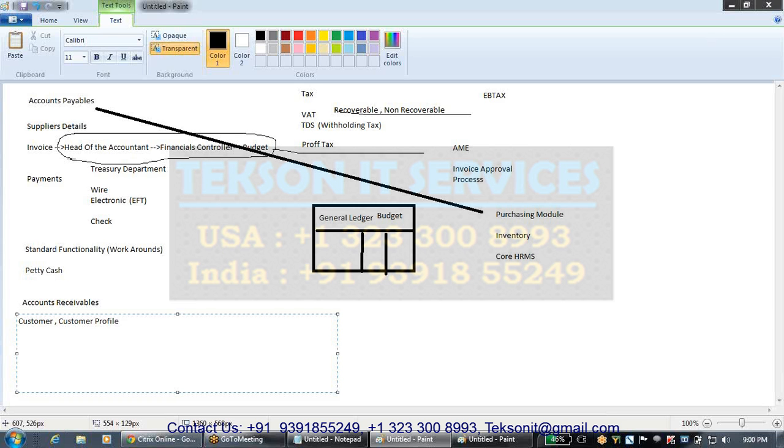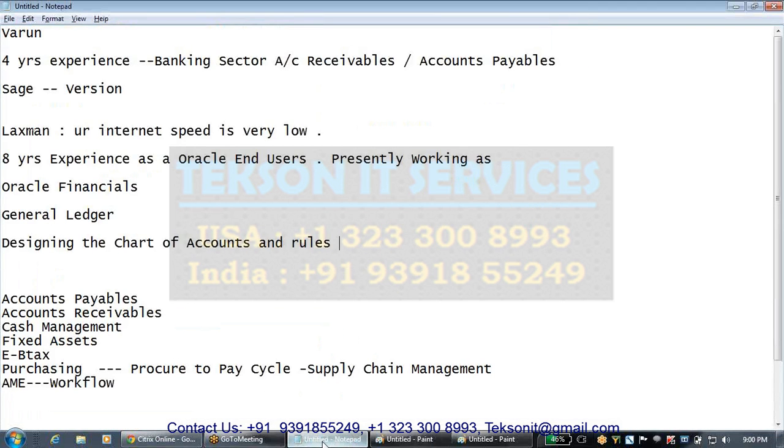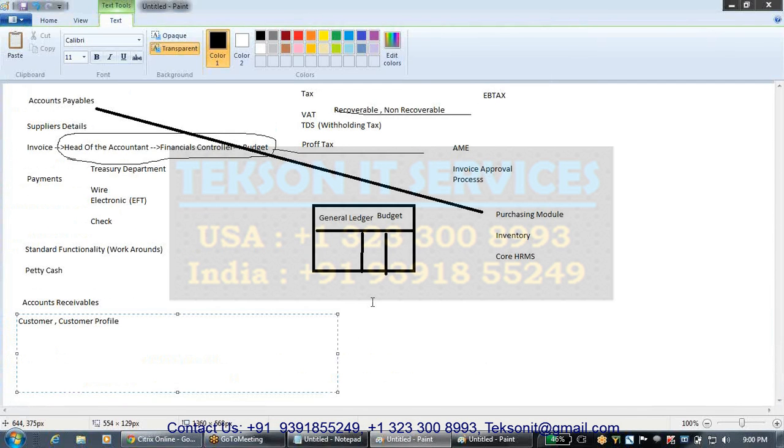Anyone can say? I think Varun has worked on accounts receivables. What do you mean by customer profile? Varun? Hello. Your voice is breaking. Okay, now you can hear me, right? Yeah, it's okay. What is customer profile?